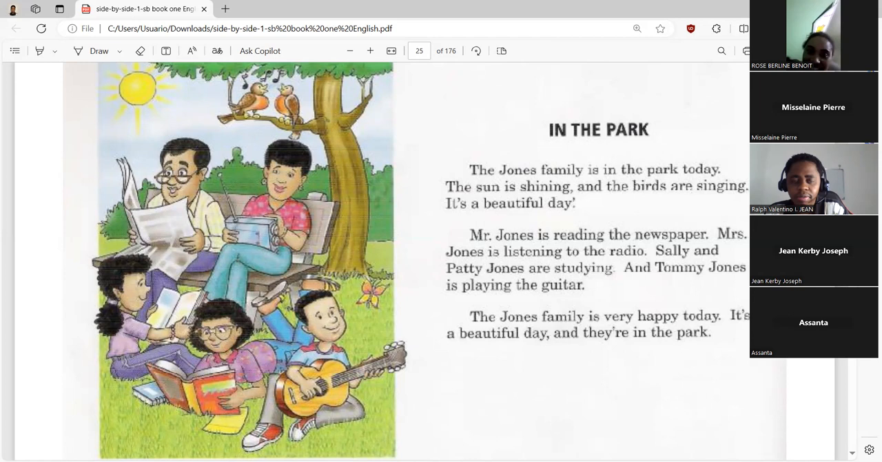The sun is shining. And the birds are singing. It's a beautiful thing.